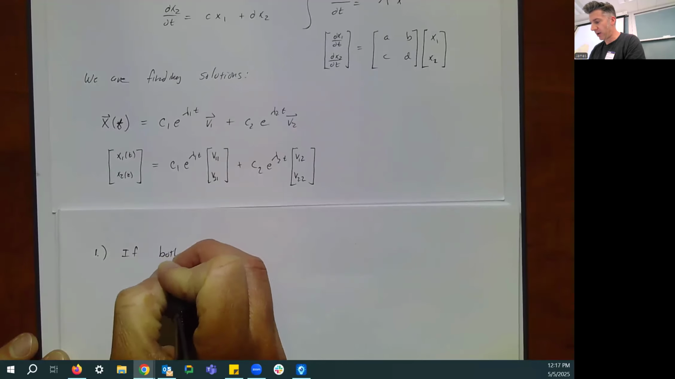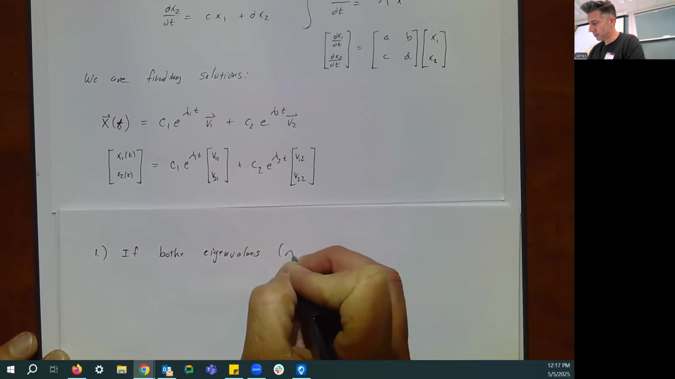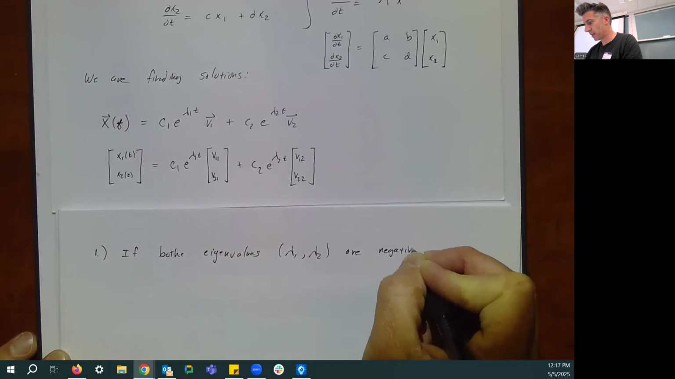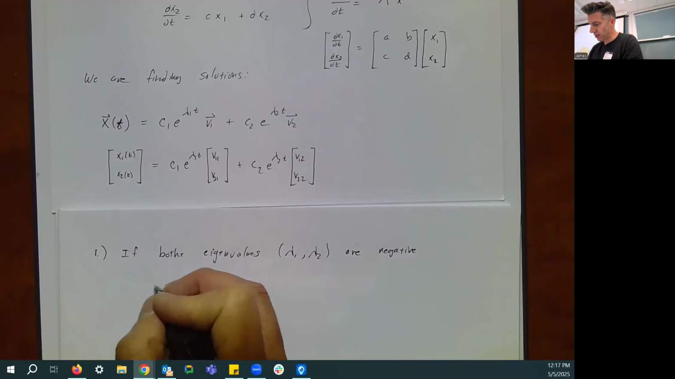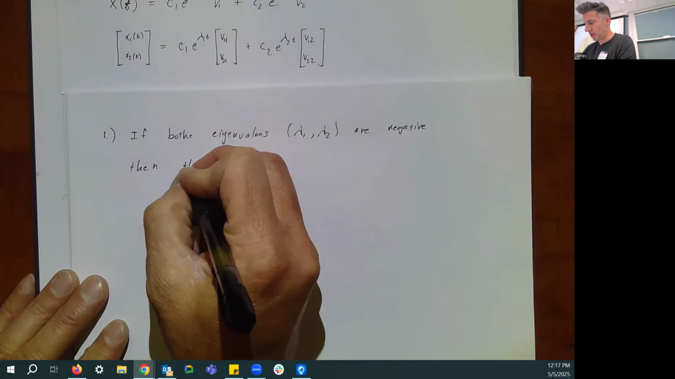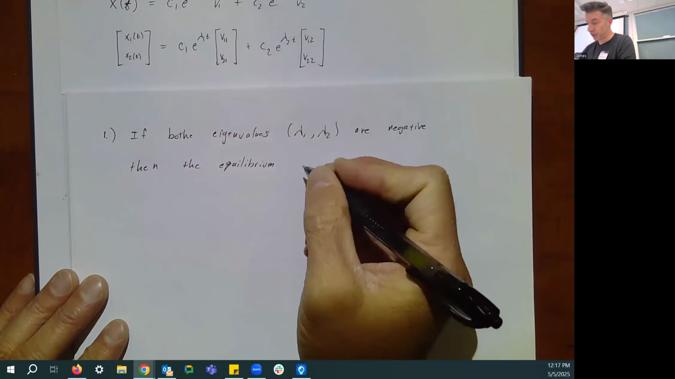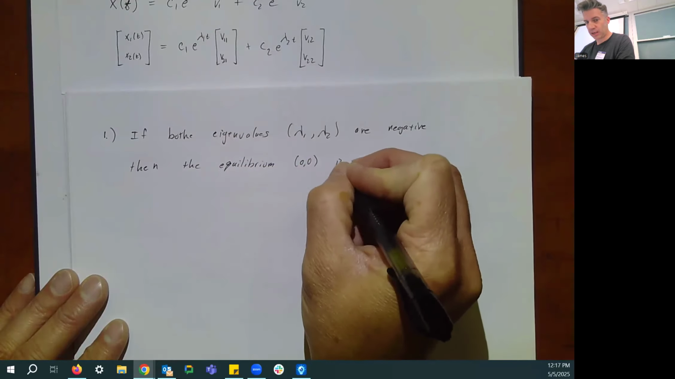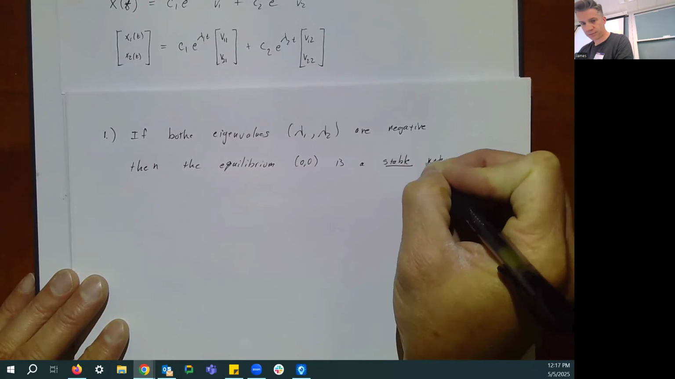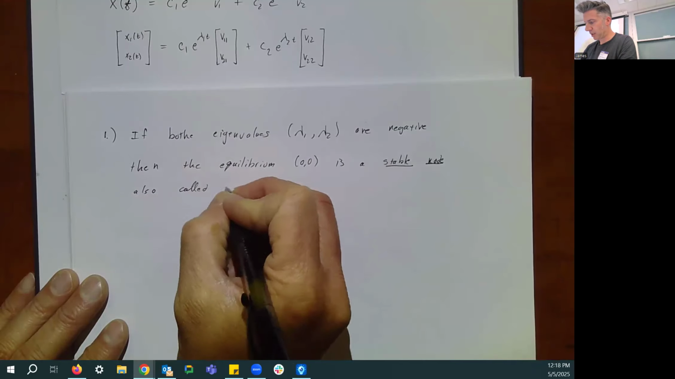If both eigenvalues are, sorry, negative is what I want to start with, are negative, then the equilibrium, which will be (0, 0), is a stable node, also called a sink.